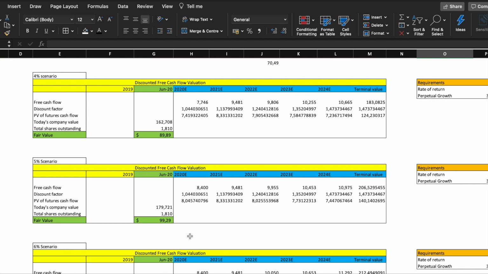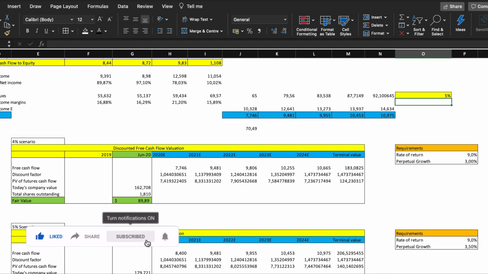$99.29 as of today. Okay, now remember we don't have to deduct for the net debt because we are using the free cash flow to equity and not the free cash flow to the firm. So this is already the right value for the equity. Okay, great. Now another scenario, 6% scenario.